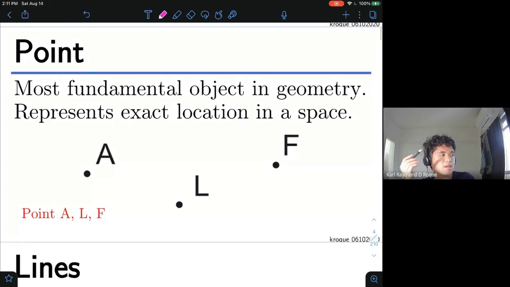What's a point? Most fundamental object in geometry. So, it represents an exact location in space. So, yung mga ito, exact locations in space yan. No? Yan. So, how do you name them? Point. Kahit capital letter lang, okay na. Tapos na yan.